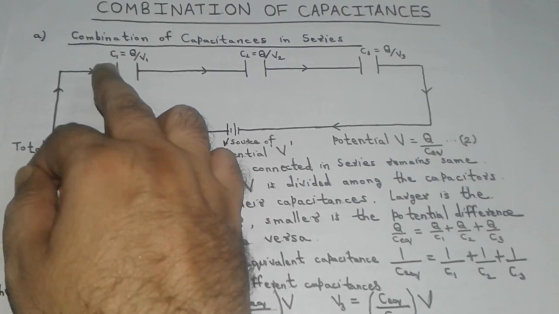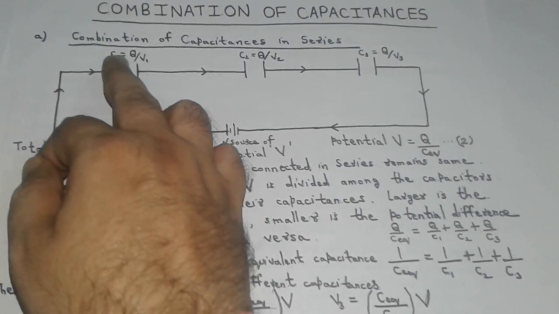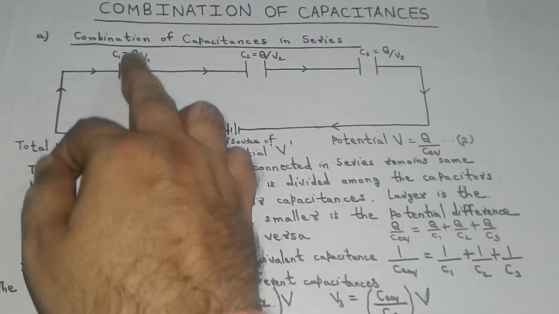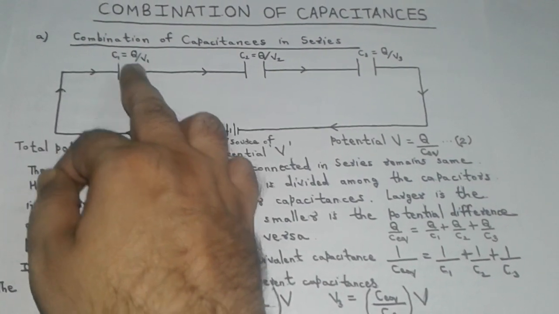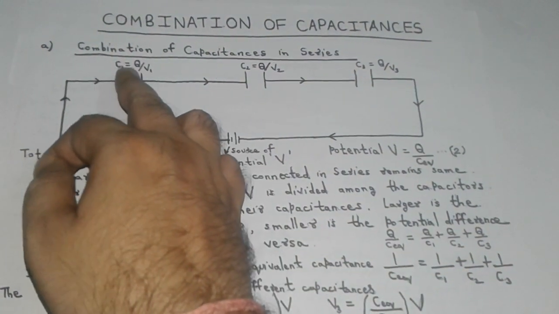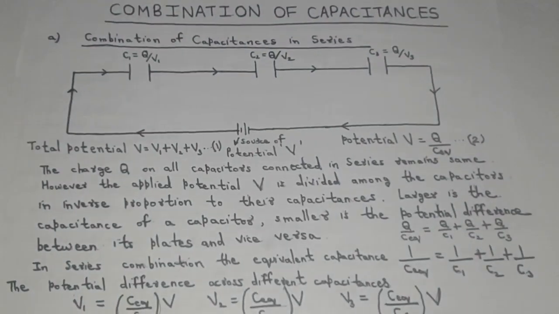To determine the magnitude of potential drop on capacitor with capacitance C1, the potential drop V1 will be equal to the total charge Q on capacitor plates divided by the capacitance C1 of the capacitor. So we can say V1 equal to Q upon C1.